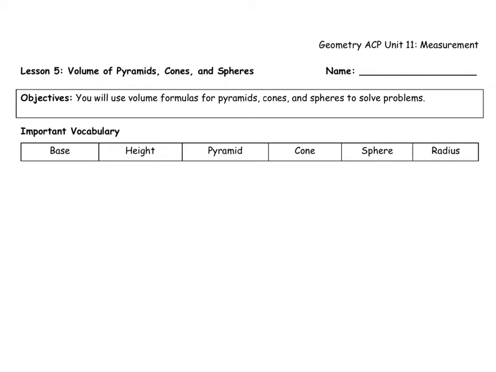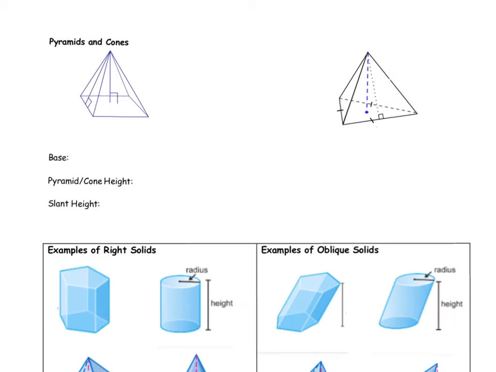Today's lesson is on finding the volume of pyramids, cones, and spheres. We will learn the formulas, find the important parts of each of the shapes, and then apply the formulas to find the volumes. Just like in a prism, each pyramid has a base, and the other sides are called its lateral faces.